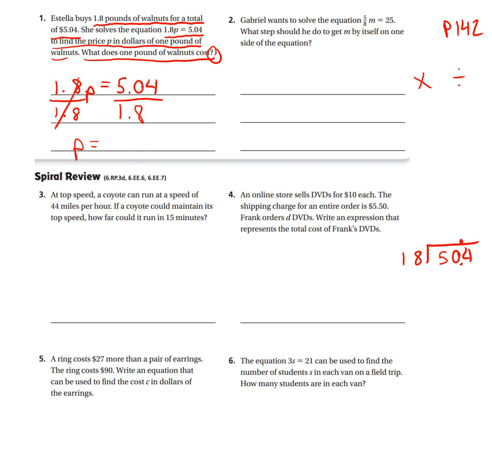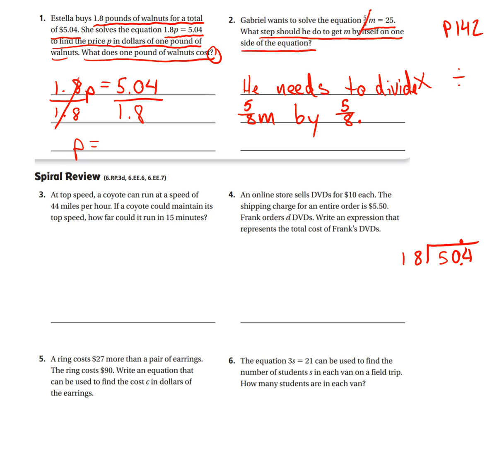All right, number 2. Gabriel wants to solve the equation 5/8 m equals 25. What step should he do to get m by itself on one side of the equation? So this is multiplication, so he needs to divide 5/8 m by 5/8, because that will get rid of that 5/8, leaving him with just m. And that's all they want us to do on that one. They didn't ask us to solve.